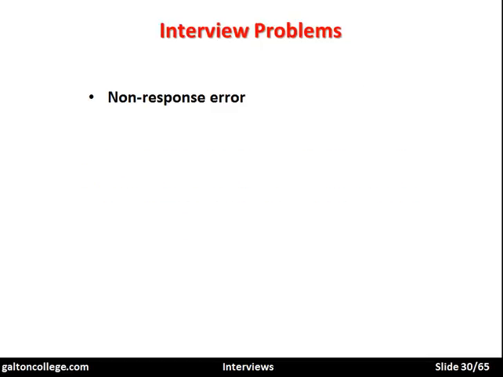Now, problems with interviews. Well, the big problem is non-response error. Sometimes if people are selected for interview, perhaps they may not respond. And it depends really on the instrument that's been used. If people go to the house, they may get a response. It may be that people are not in. They've gone shopping or working.